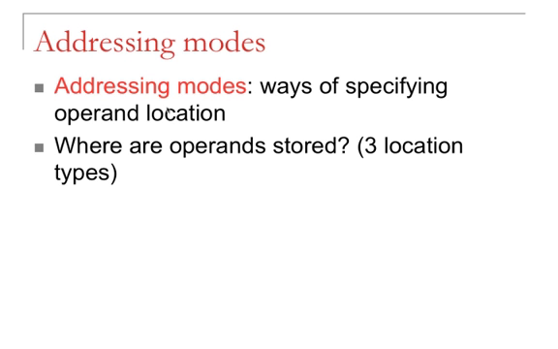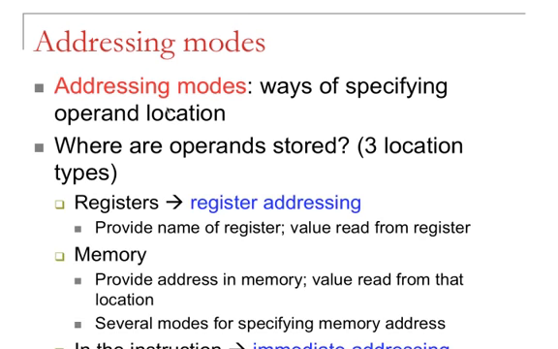Addressing modes. Addressing modes refer to the ways of specifying operand location. Basically, we want to tell the microprocessor where the operands are stored. And we have three location types.